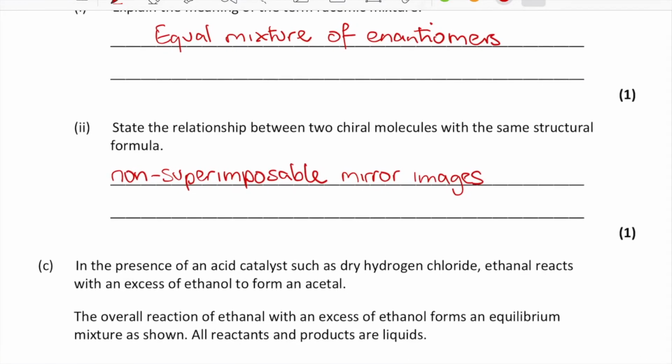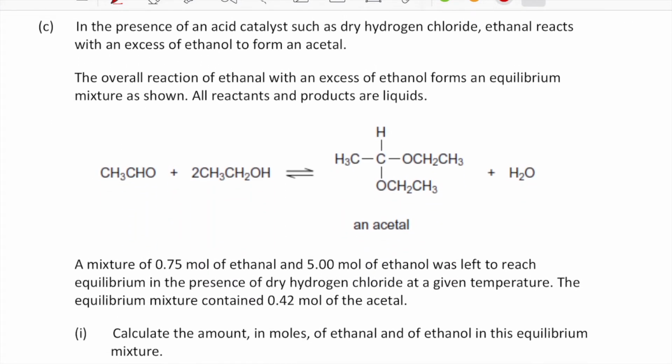Okay, so let's move on to the next part then. In the presence of an acid catalyst, such as hydrogen chloride, ethanol reacts with an excess of ethanol to form an acetal. The overall reaction of ethanol with an excess of ethanol forms an equilibrium mixture as shown. All reactants and products are liquids. So they give us a reaction equation, and then they give us some data regarding how many moles of the reactants there were before the reaction took place, and information on how many moles of one of the products there is once equilibrium has been reached. So this is an equilibrium question.